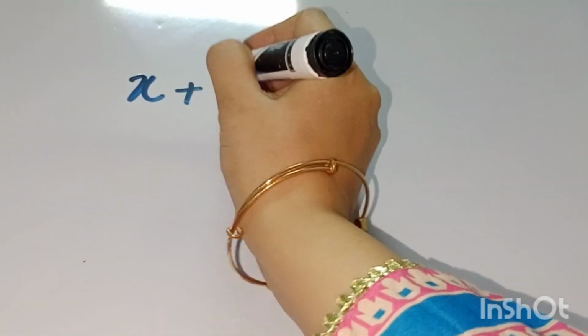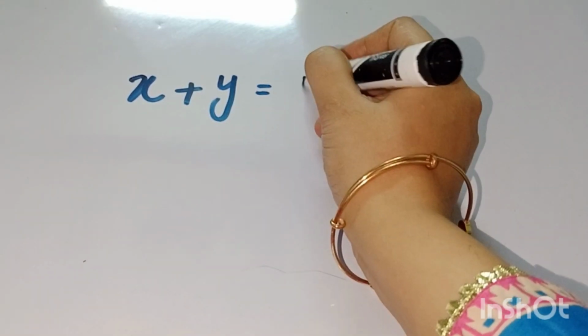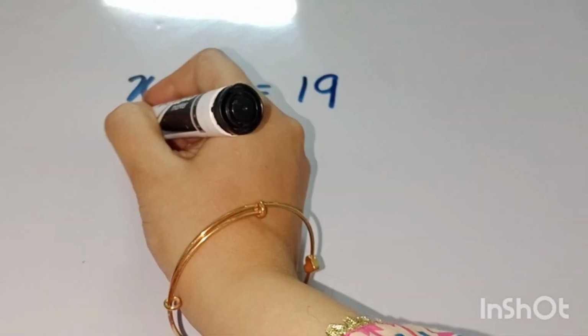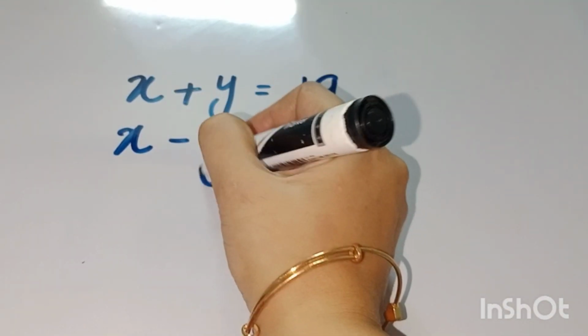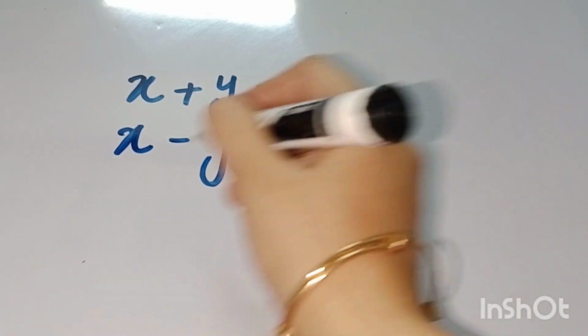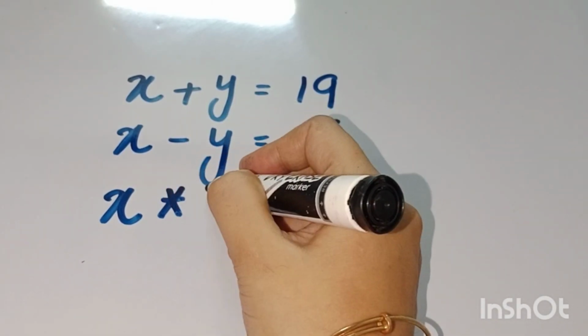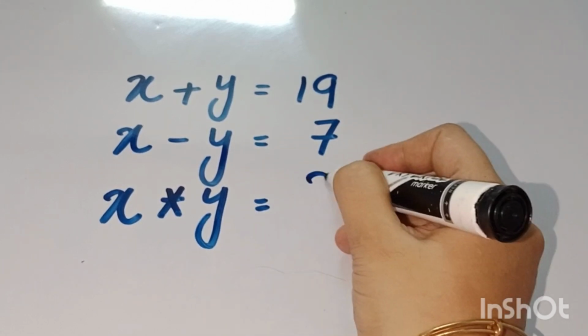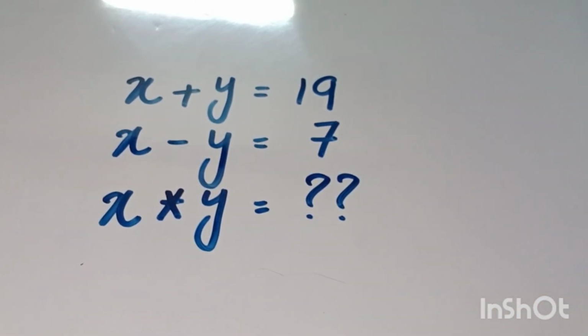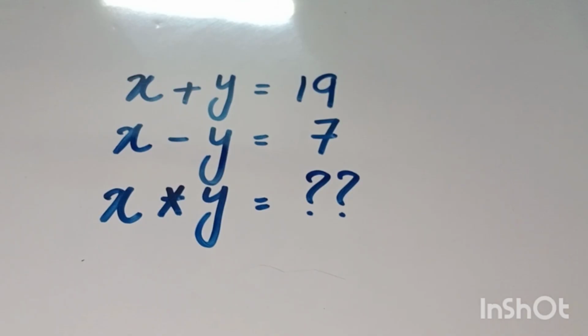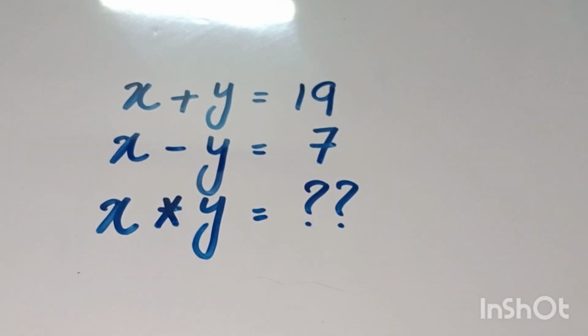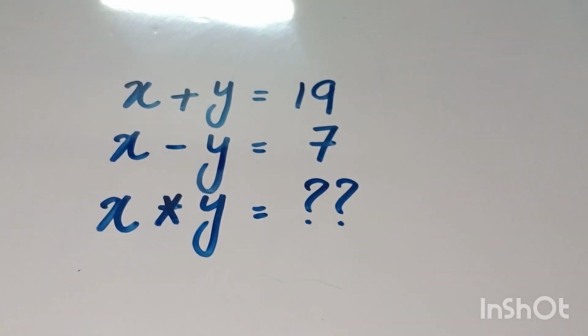X plus y equals 19. X minus y equals 7. Then what would be the value of x multiply y? Can you answer this puzzle in a few seconds? I am giving you 1 minute to solve this puzzle. After 1 minute, I will give you the live proof for this puzzle.